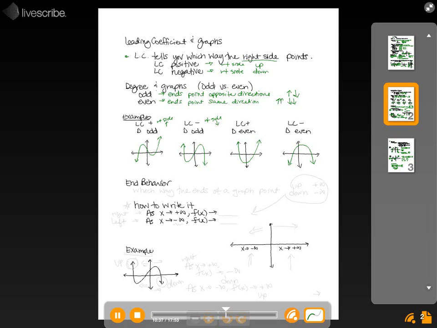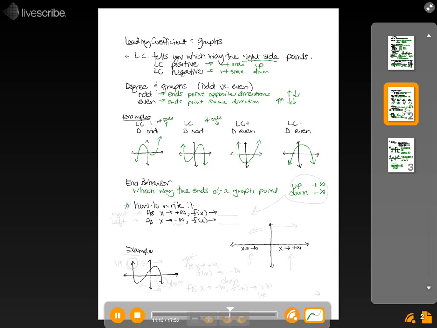Now all of this ties into end behavior, and for end behavior, what it is, it's which way the ends of a graph point. Okay? Basically, do they point up or do they point down? And now we're not going to write up and down. We're going to use positive infinity and negative infinity, because these lines are going to go on forever. And for up, we use positive infinity, and for down, we use negative infinity.